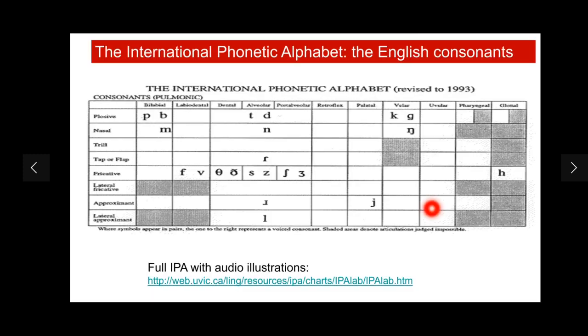Here we can see the International Phonetic Alphabet English consonant chart. Horizontally, you can see places of articulation like bilabial, labiodental, dental, alveolar, postalveolar, and so on. And vertically, you can see manner of articulation, for example, plosive, nasal, fricative, and so on. So p, b are bilabial according to place of articulation. By manner, they are called plosive. By manner, we can see p, b, t, d, k, and g are called plosive. And by place of articulation, bilabial, alveolar, and velar.